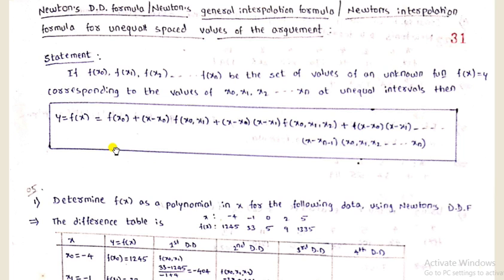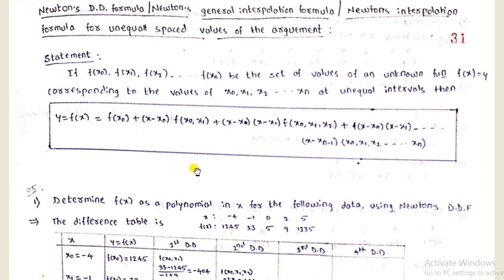Newton's divided difference formula becomes y is equal to f of x0 plus x minus x0 times f of x0 x1, plus x minus x0 times x minus x1 times f of x0 x1 x2, plus x minus x0 times x minus x1 times x minus x2 times f of x0 x1 x2 x3, and so on. These terms continue. This formula is called Newton's divided difference formula.